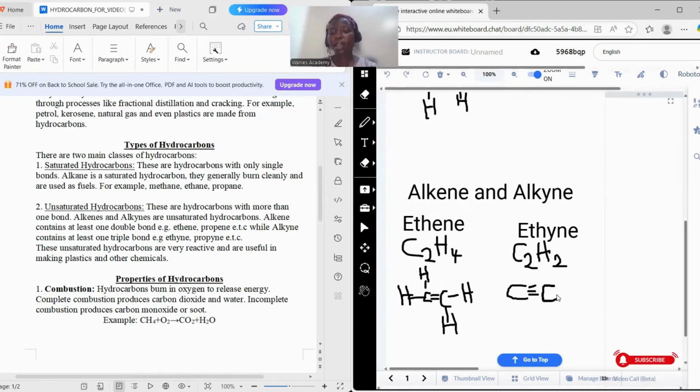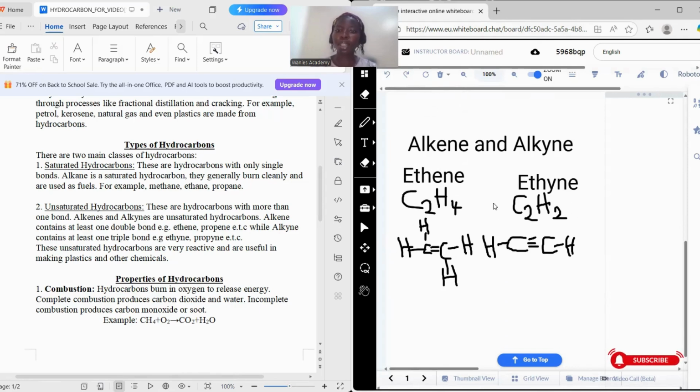C, H and H. So these two are examples of unsaturated hydrocarbons, the alkene and the alkyne series. Examples under that are ethene, which is C2H4, and ethyne, which is C2H2. These unsaturated hydrocarbons are very reactive and they are useful in making plastics and other chemicals.